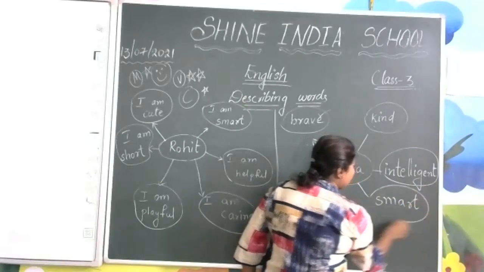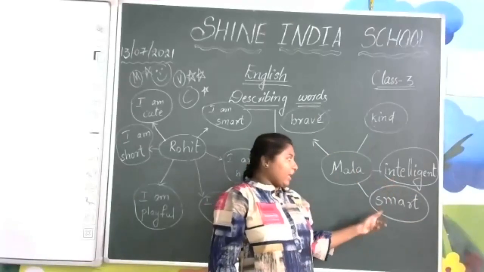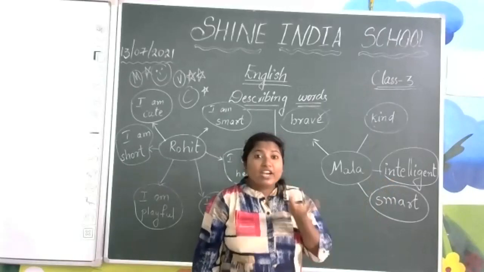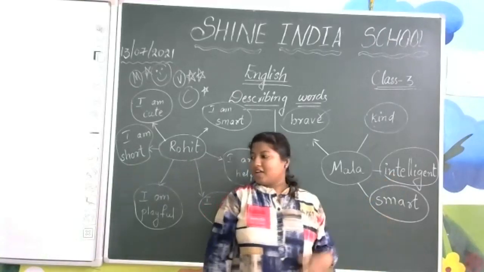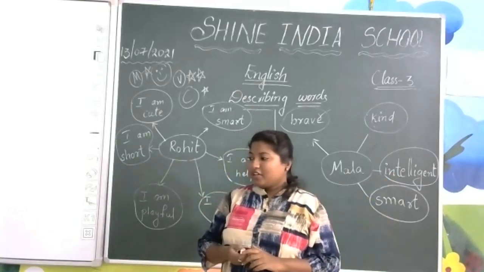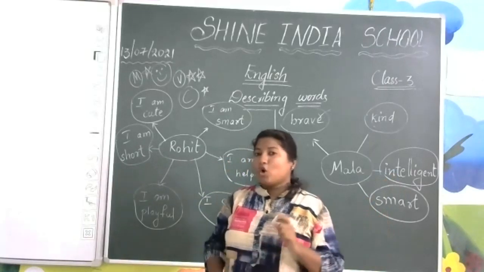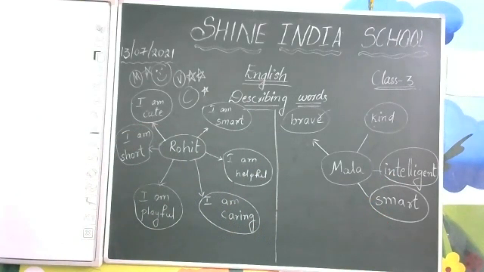So Mala is a smart girl, intelligent and smart. How can you say Mala is intelligent or smart? How? Moksha is raising her hand. Okay. Brave girl and kind girl. No, what is my question? Mala is smart and intelligent. She has homework. Who will tell me the reason?